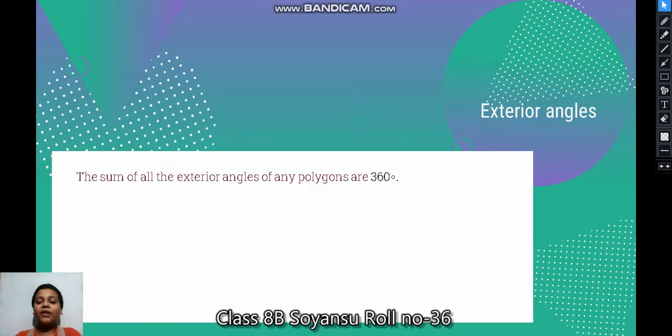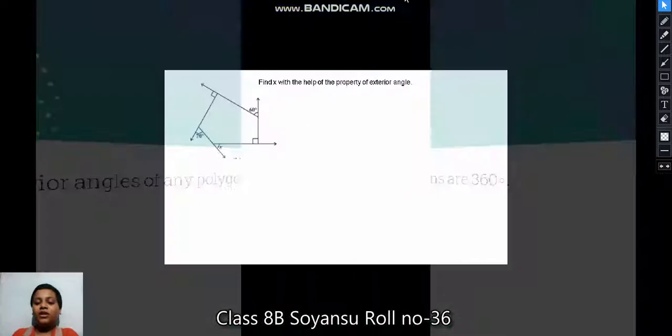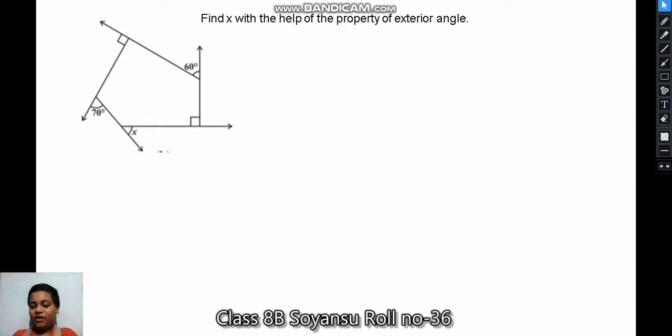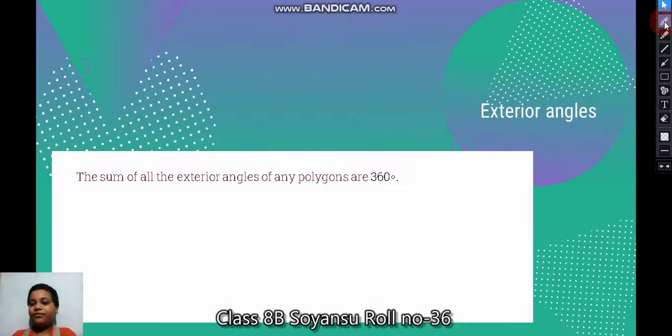Now comes exterior angles. The sum of all exterior angles of any polygon is 360 degrees. So let's check it with the help of an example.